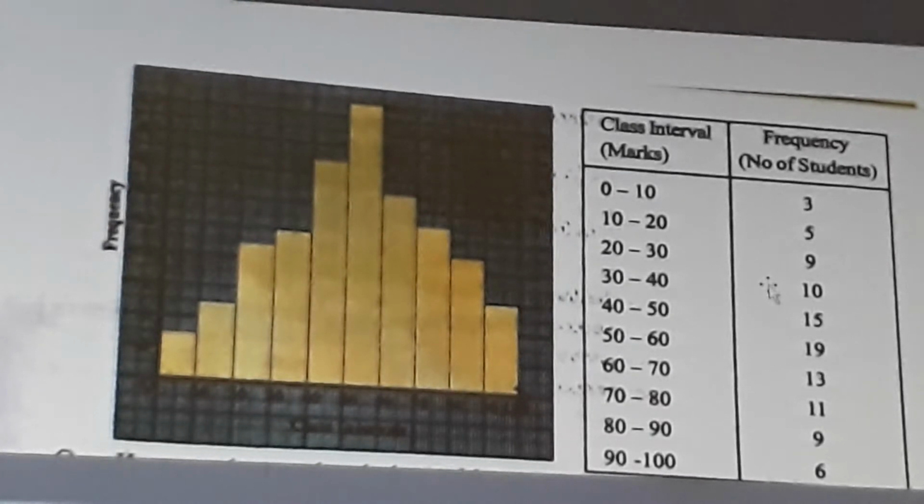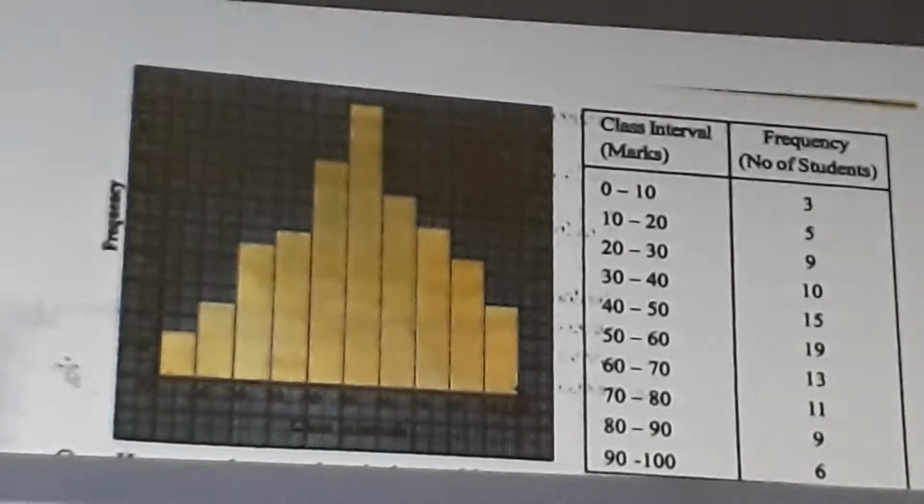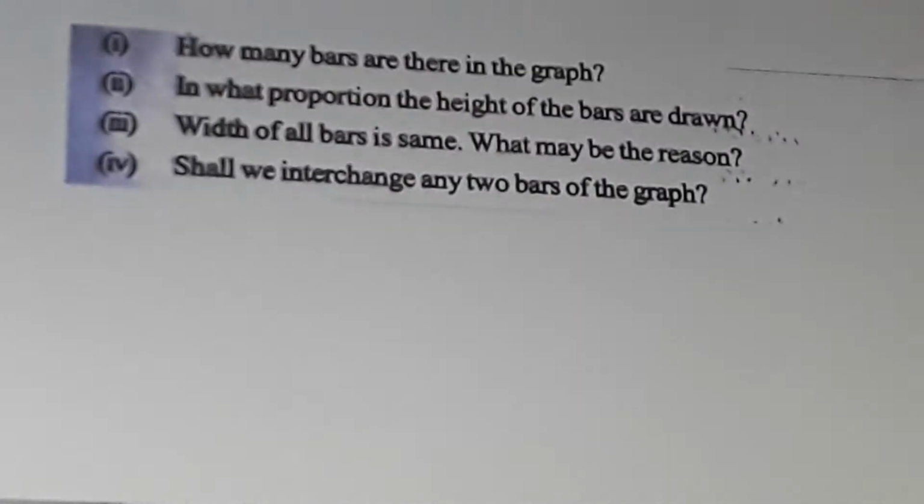First, you will observe the table and after that, you will observe the graph. How many bars are there in the graph? You see 1, 2, 3, 4, 5, 6, 7, 8, 9, 10. There are 10 bars representing frequencies of 10 class intervals.